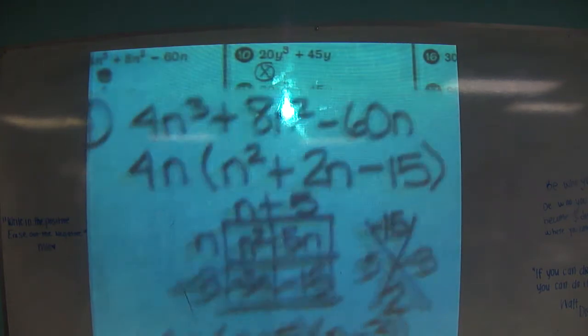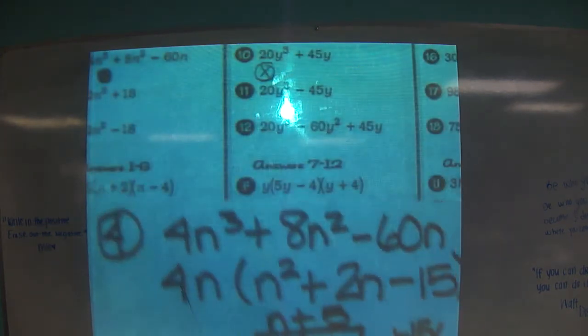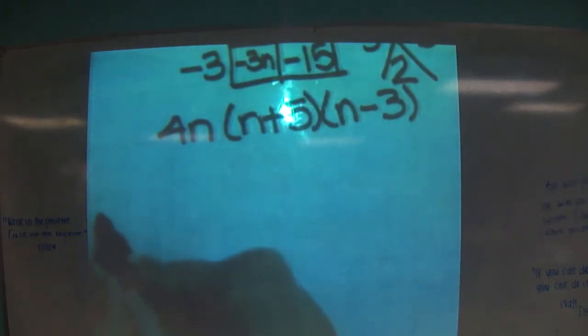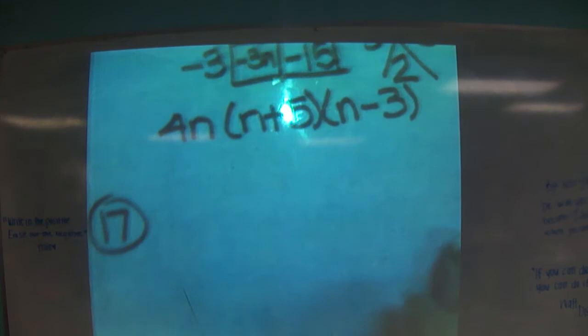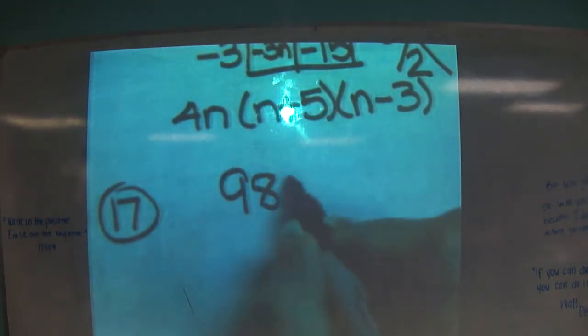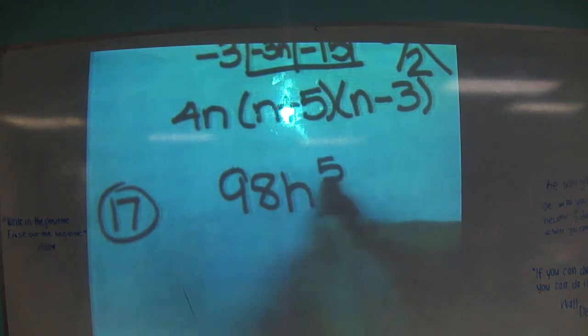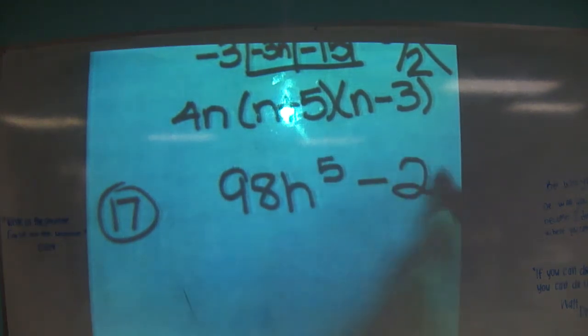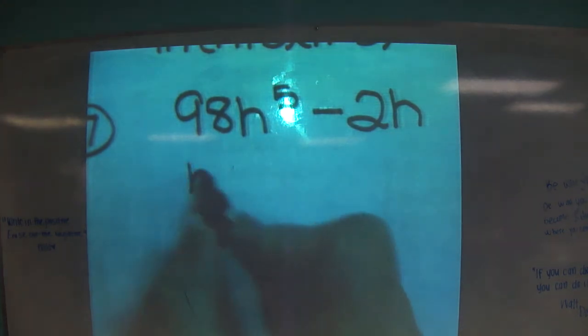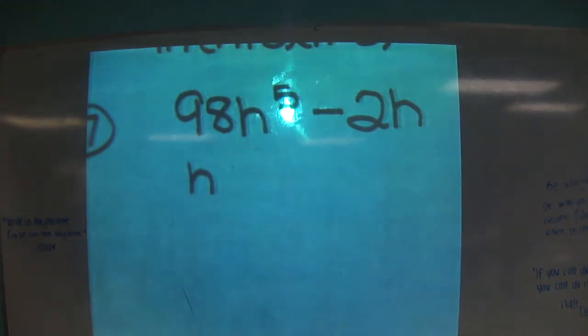Shall we do another? Let's do one that I didn't do, like 17. What about one like 17? 98h to the 5th minus 2h. What do they have in common? They have an h in common. What else do they have in common? A 2.